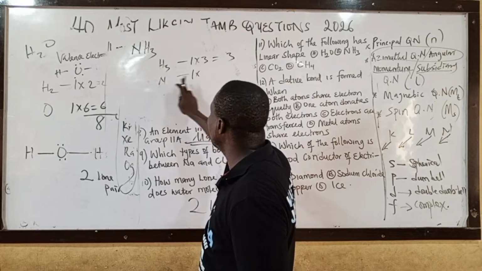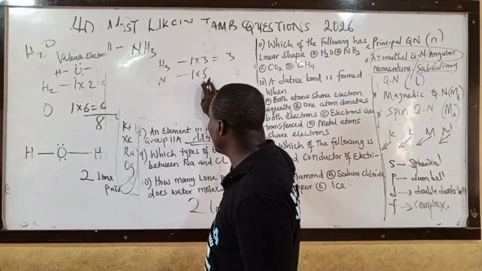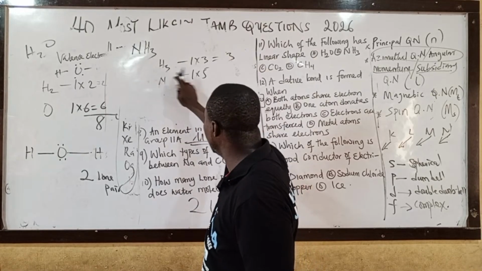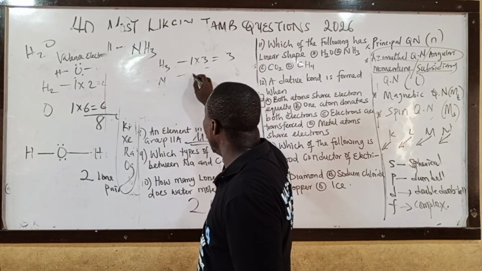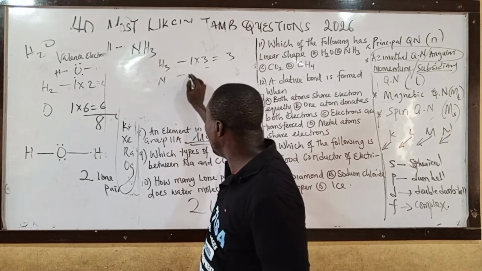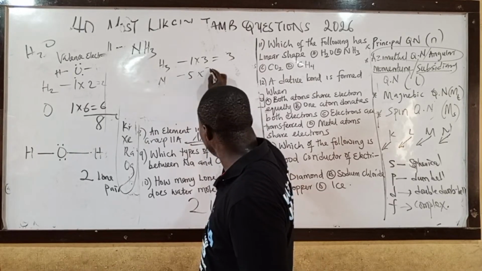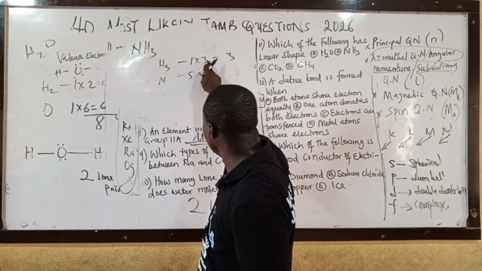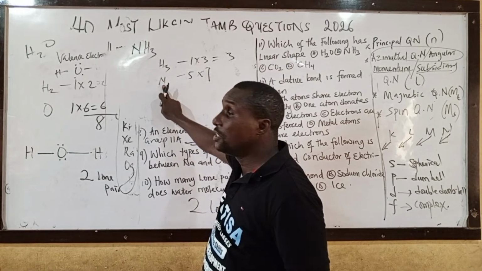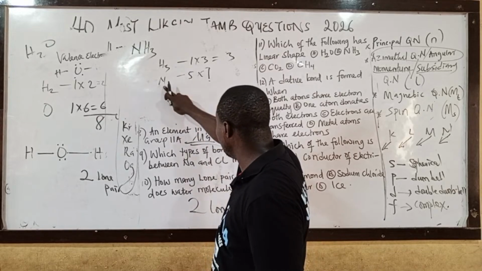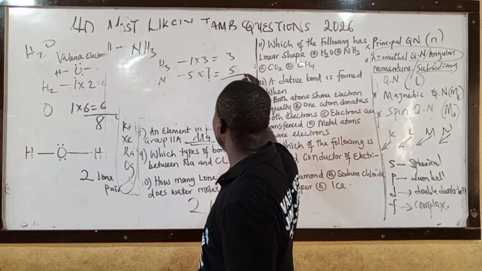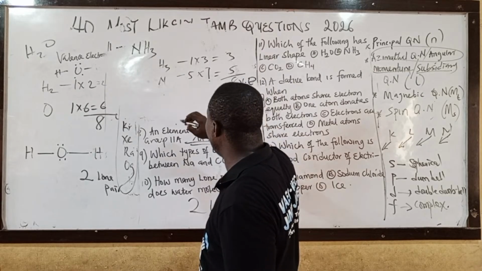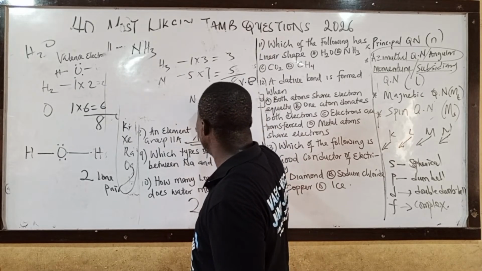Hydrogen valence electron is 1, times how many hydrogen? 3. Nitrogen valence electron is 5, how many nitrogen? 1. That means we have 5. In total, 8 valence electrons. That means we now have nitrogen.